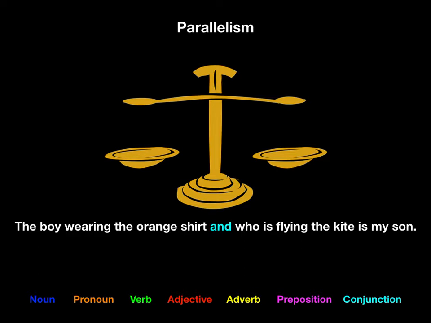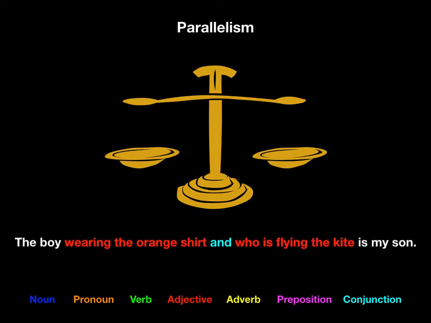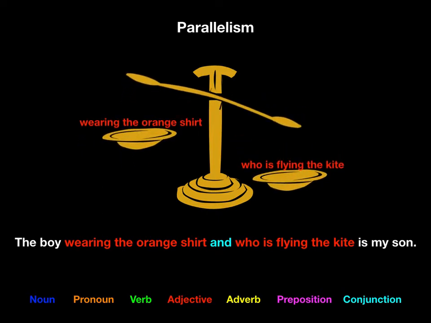We can hopefully identify "wearing the orange shirt" and "who is flying the kite" as the two elements we are trying to coordinate. We now need to determine whether these elements are parallel. The first element would be considered a phrase because the word ends in "ing." Our second element would be considered a clause because it possesses a subject and a verb. Since we are trying to join a phrase and a clause, these two items would not be parallel.